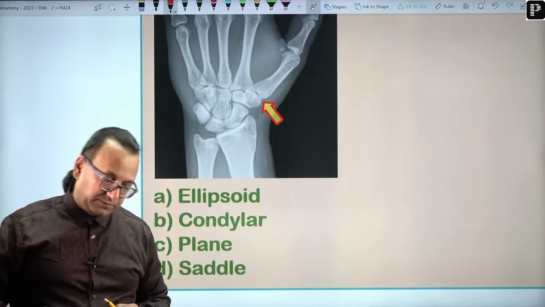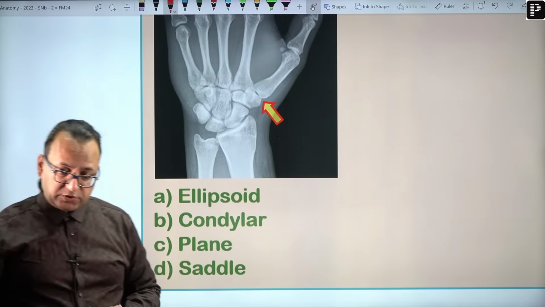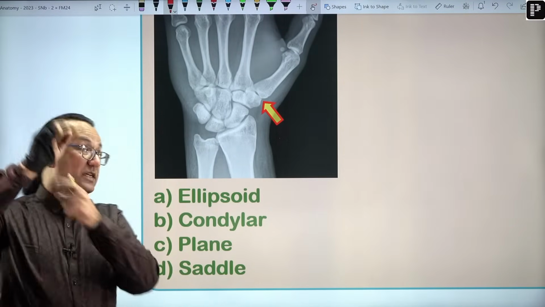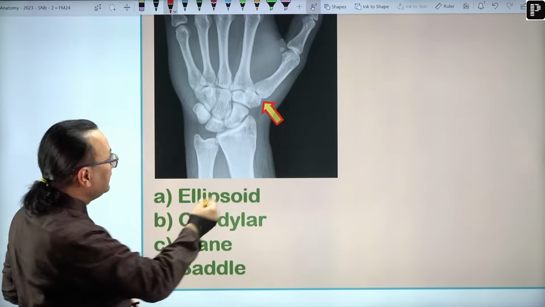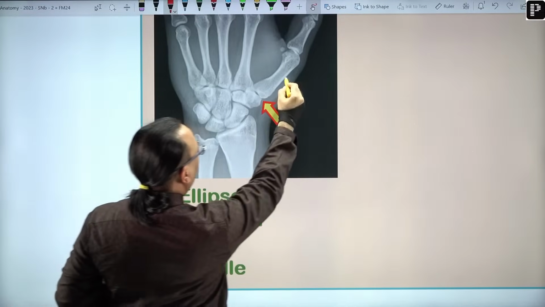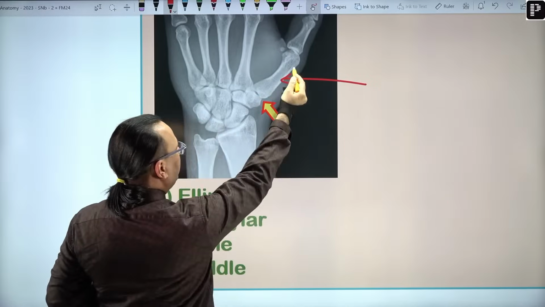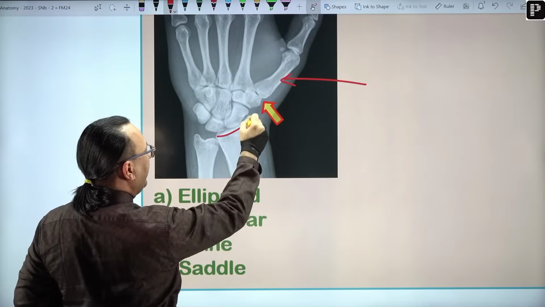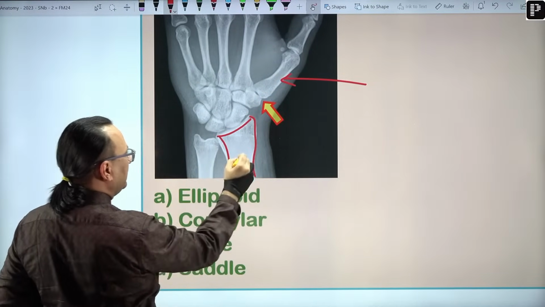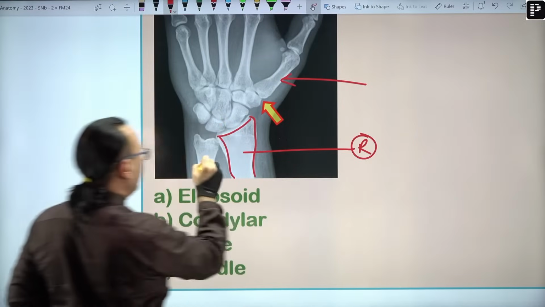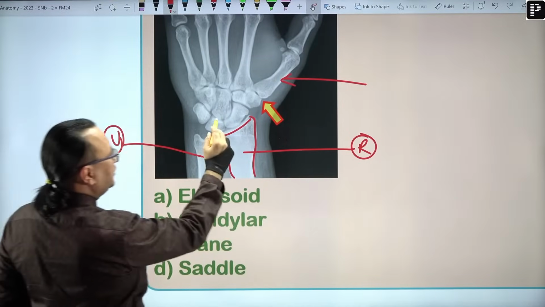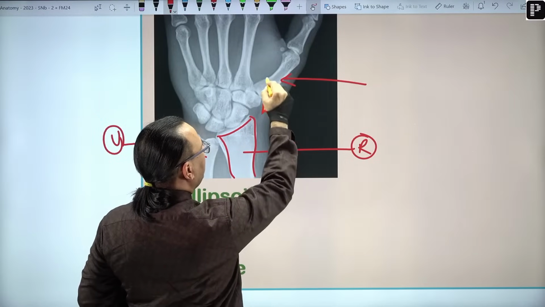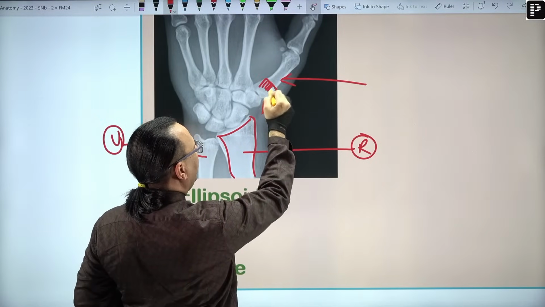As you will notice, this arrow mark is actually at the first carpometacarpal joint. As we can notice in this diagram, this is the thumb side, the first finger, second, third, fourth, fifth, 5 fingers, and this is the lower end of the radius. As is evident, this will be the radius, and that is the ulna near the wrist joint. And then we are talking about the first metacarpal, that is the base of the first metacarpal here, articulating with this bone.